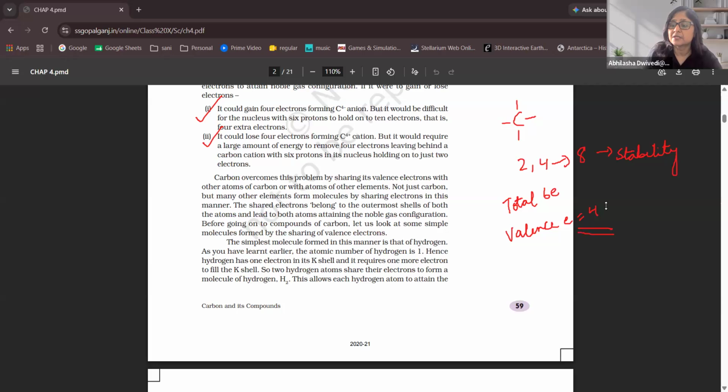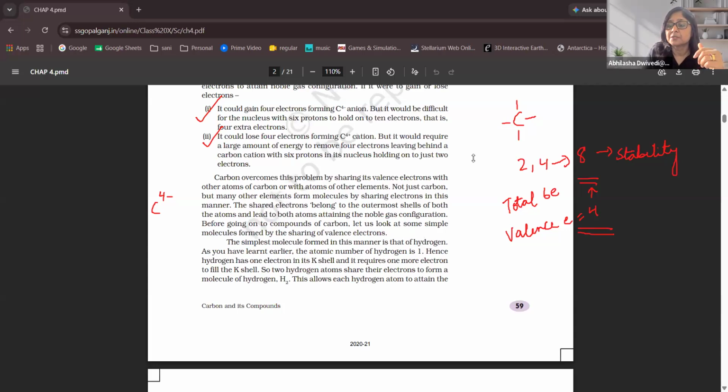So valence electrons are 4. 8 is the target for stability, right? Now that can be done either by gaining 4 electrons or losing 4 electrons, correct? So what can be done? Carbon can gain 4 electrons. If it is gaining electrons, it will become an anion. Why? Because there will be more electrons than protons.